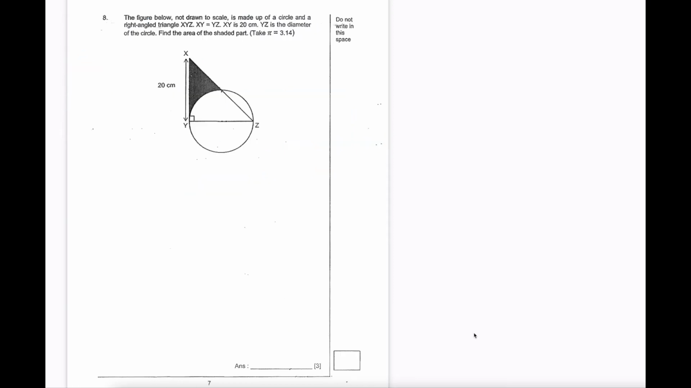The figure below, not drawn to scale, is made up of a circle and a right angled triangle XYZ. Okay, so this is where the triangle is. Okay, so XY equals to YZ.